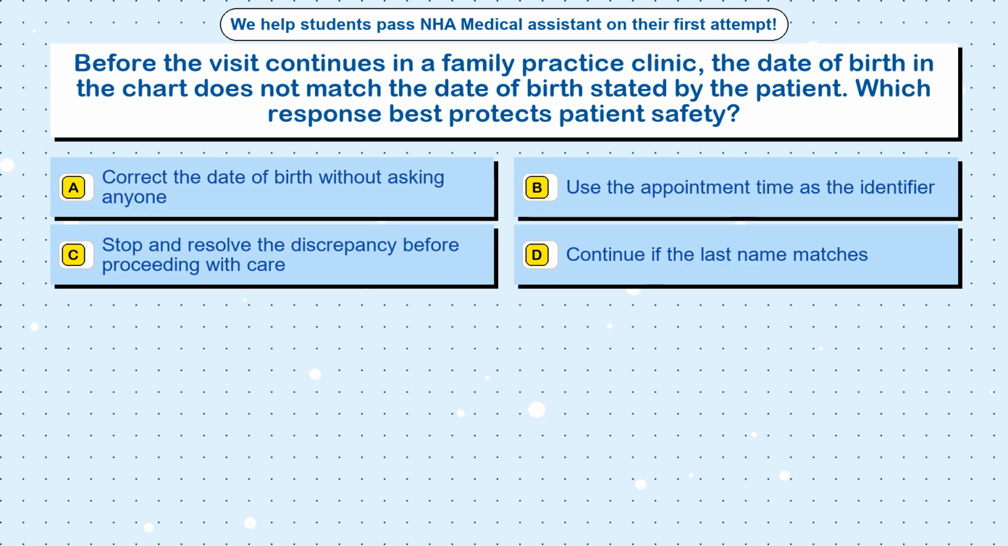Question 32. Before the visit continues in a family practice clinic, the date of birth in the chart does not match the date of birth stated by the patient. Which response best protects patient safety?